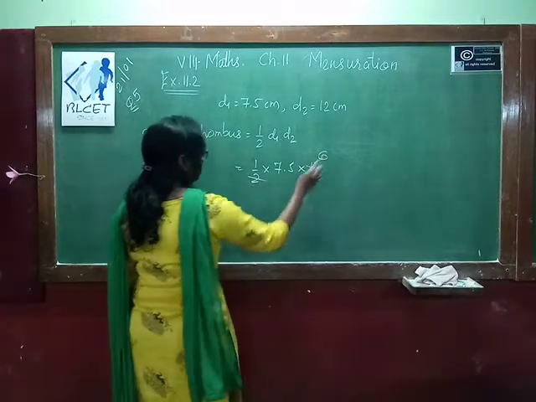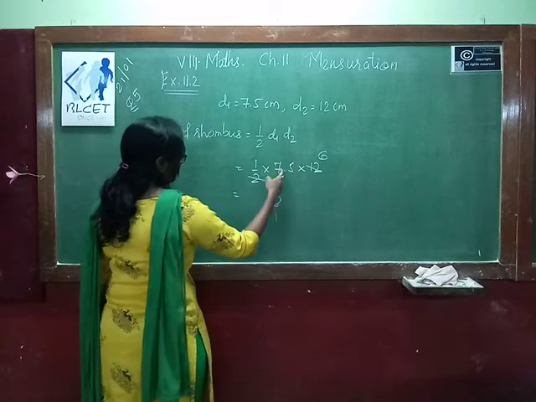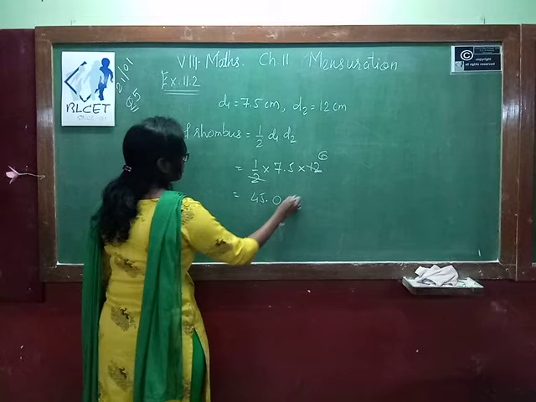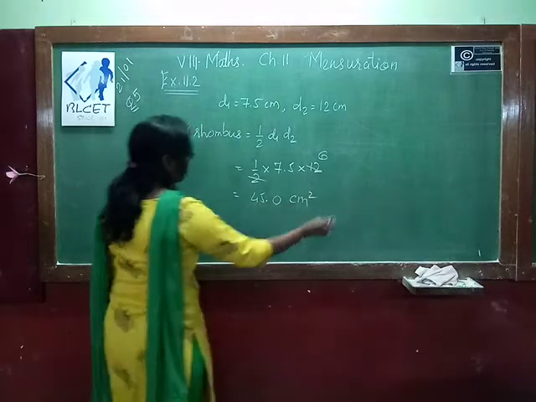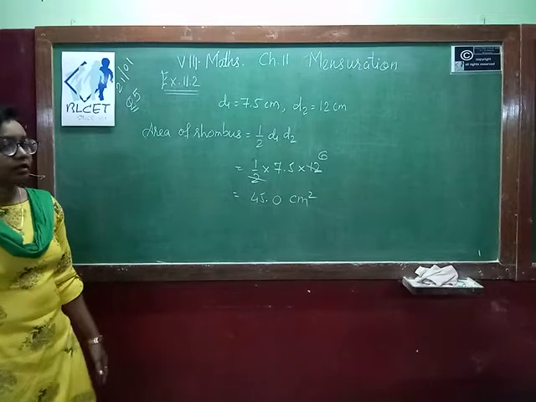2 6 are 12. 6 5 are 30 zeros. 6 7 are 42. 42 plus 3 is 45. So what is the answer? 45.0 centimeters square. So this is the area of rhombus.